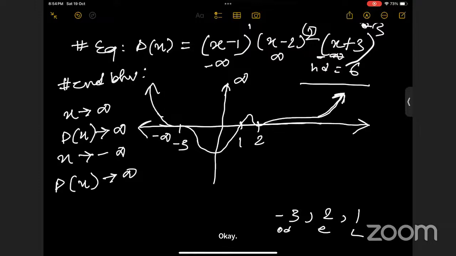Ma'am, how are we putting this minus infinity in the first step?